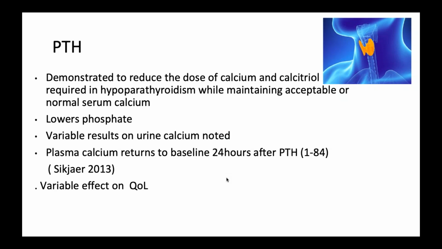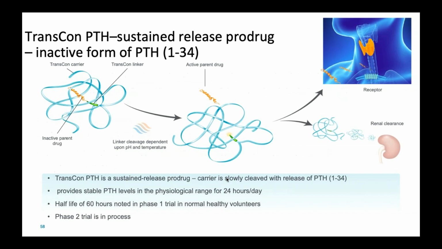It does lower phosphate. It has a variable result on urine calcium, and the plasma calcium returns to baseline 24 hours after administration of the 1-84 molecule. The effects on quality of life are variable.